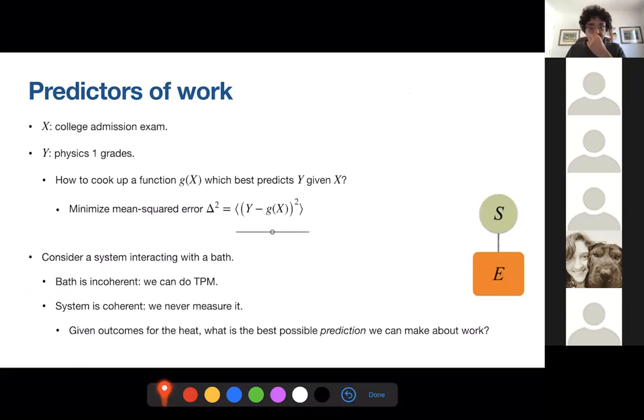Okay, and then finally, we get into Marcelo's latest work, which is to use QBNs to predict work. So this notion of predictor is not very widely used in physics, but I find it quite beautiful. Here's an example from statistics. Suppose that you have some variable X, which is the grades from the college admission exam. So it's a random variable X, which tells you the grade of some student in the college admissions, like FUVEST. And then Y is the grades of that student in a physics one course.